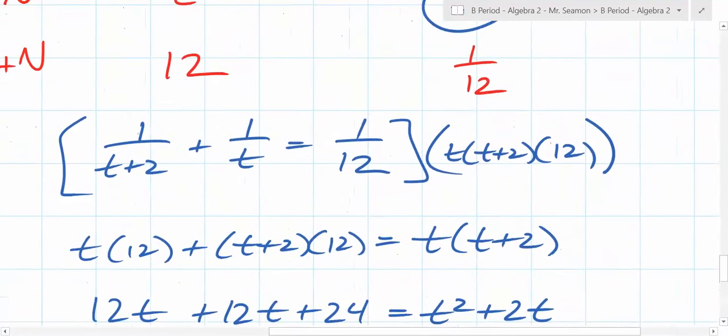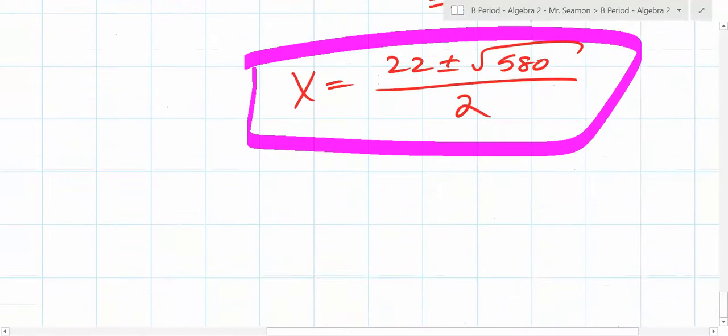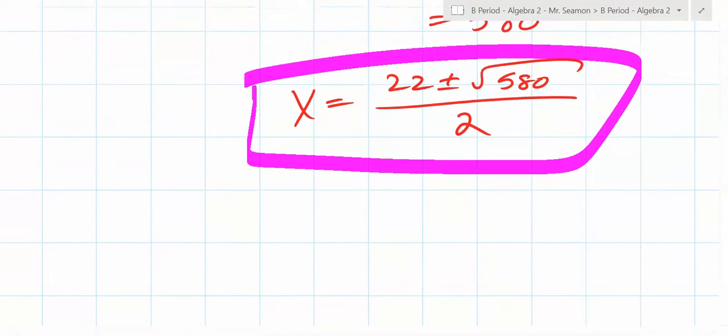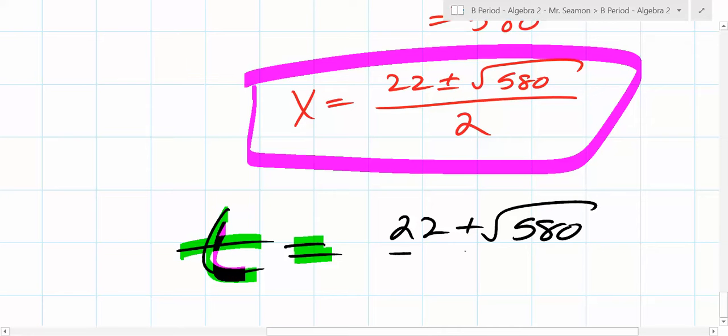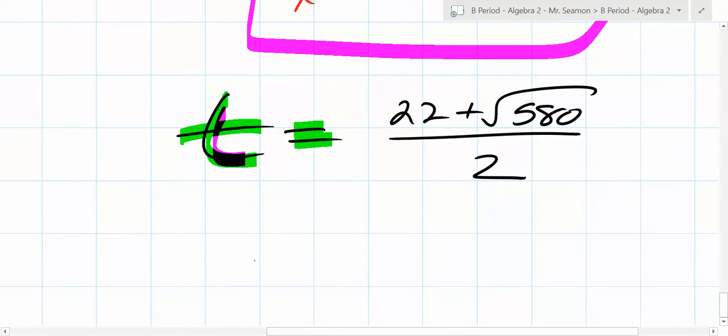Now we're solving for a time, right? So we need it to be positive. So we're looking for our final time. Time equals 22 plus the square root of 580 all over 2. Do this on your calculator and tell me what the answer is to the nearest tenth. Don't say it out loud, just do it.